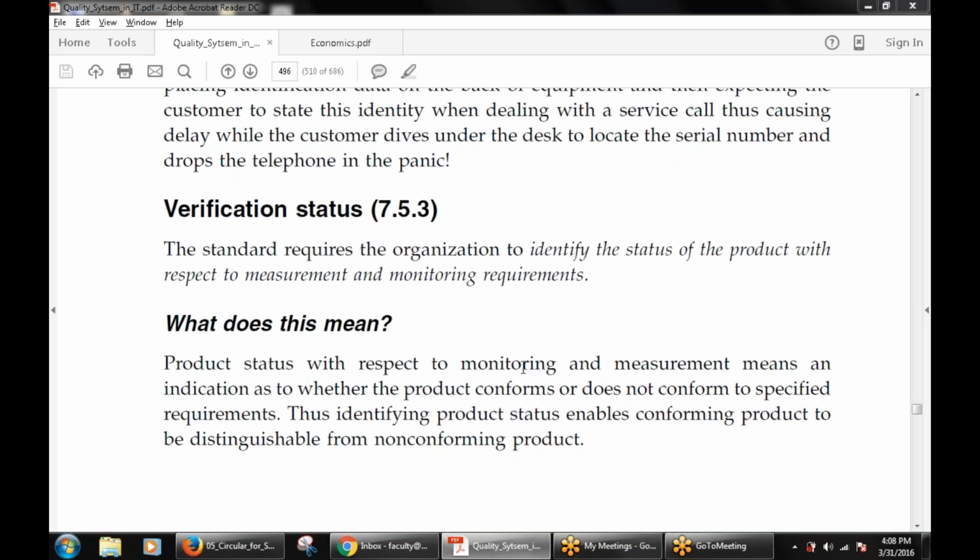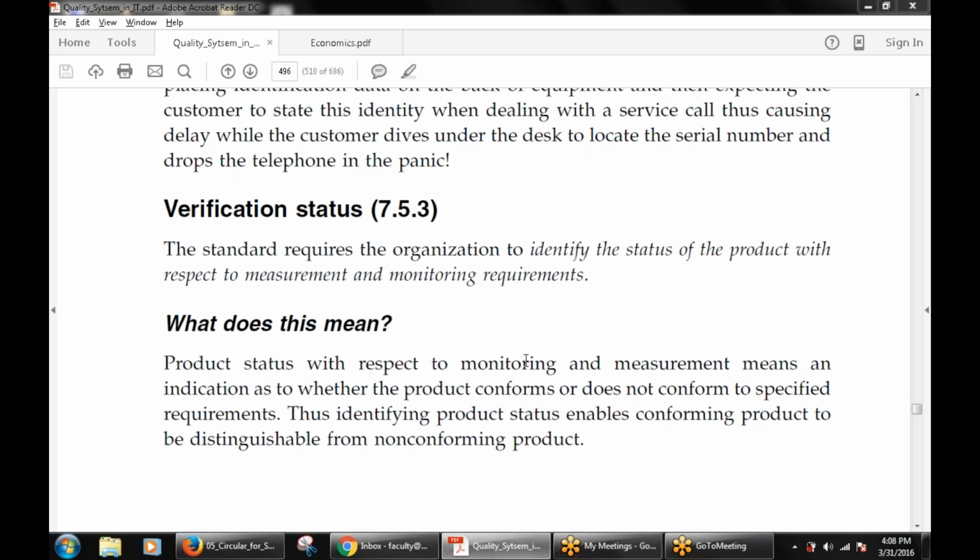Today I am going to continue with the same module, that is Quality Systems in IT, the same chapter, chapter number 7, the product specification of the product realization. In the last class we discussed some topics of validation and the verification phase. Today's topic is the verification status. What is the main status of the verification?